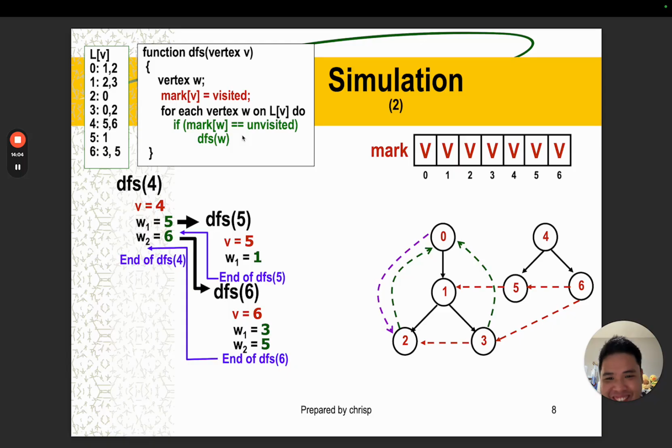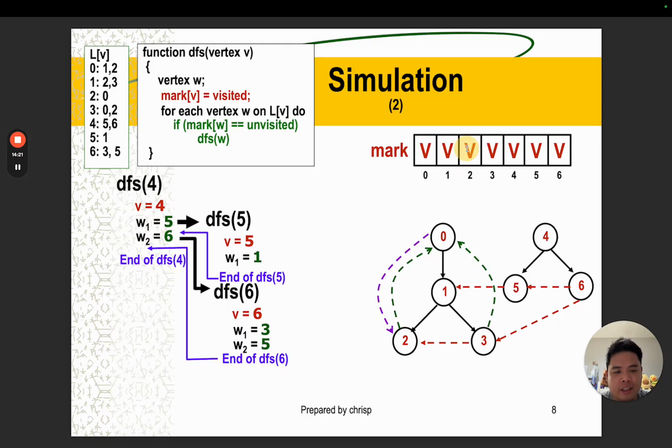But in the code, it says unvisited. So I should have just said, is index 3 unvisited? No, it's not, so I don't do anything. Is 5 unvisited? No, it's not, so I don't do anything. I end my DFS and I check mark.